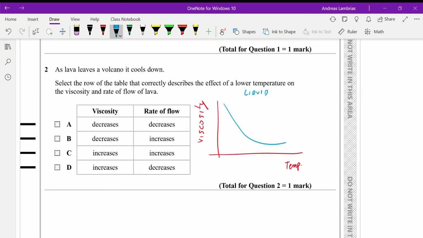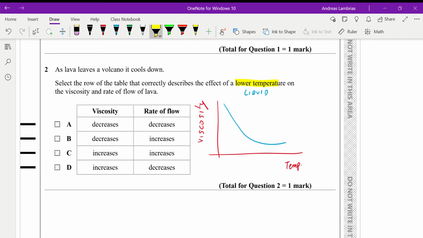So what does this mean? It means that as the temperature increases, the viscosity decreases, or the other way around, as the question is asking us. The question is asking us about lower temperature. So lower temperature will have a higher viscosity. And what is viscosity? By definition, viscosity is the resistance of something to flow. It's how hard something can flow. So something with a higher viscosity, it will be harder to flow, right?